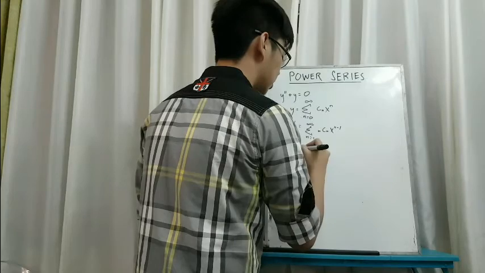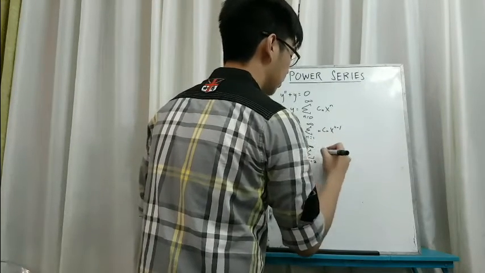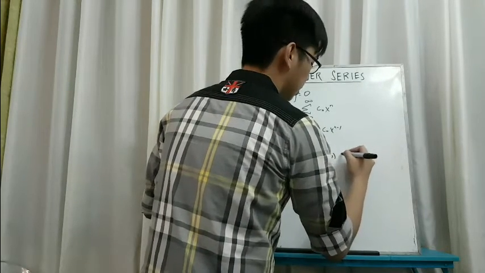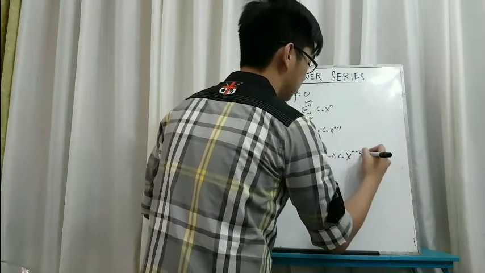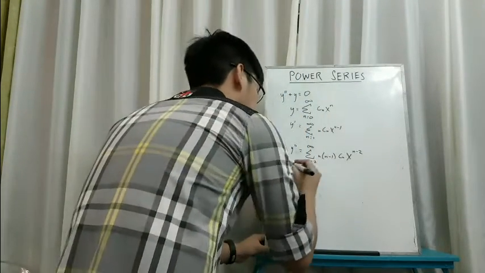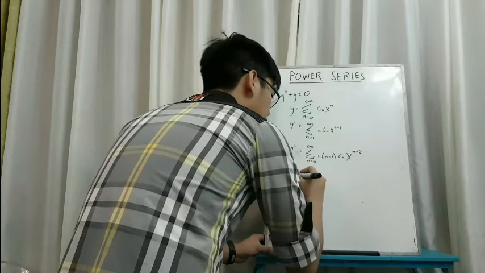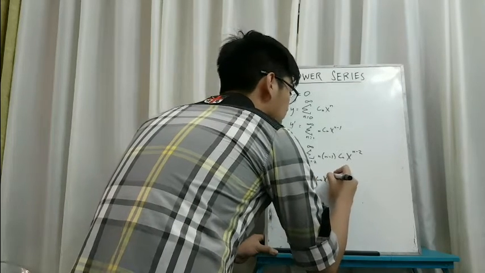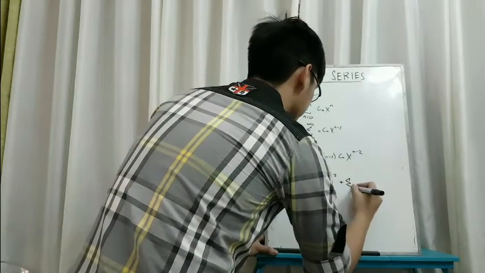So y double prime is equal to the summation from n is equal to 2 to infinity of n times n minus 1 times c sub n times x raised to n minus 2. So rewriting this using this power series will give us this: the summation of n times n minus 1 times c sub n x raised to n minus 2, plus the summation of c sub n x raised to n.